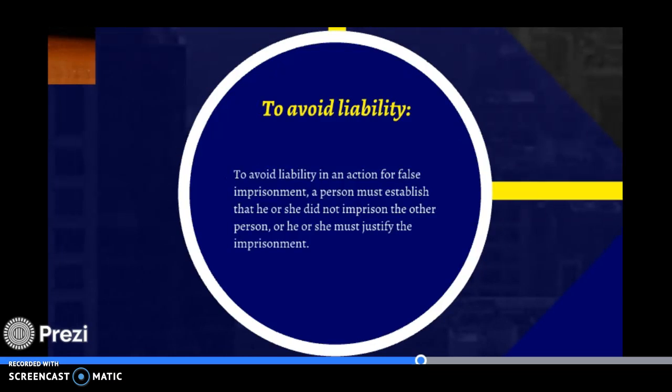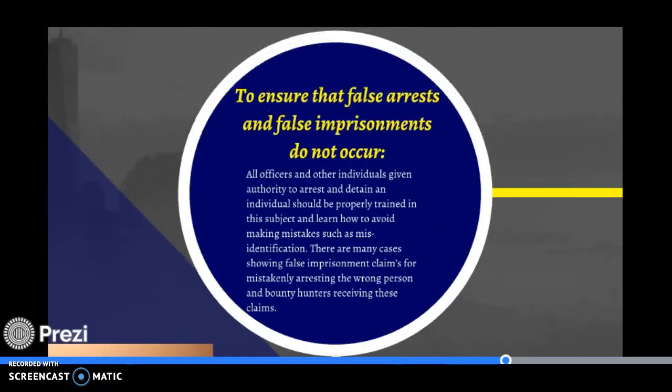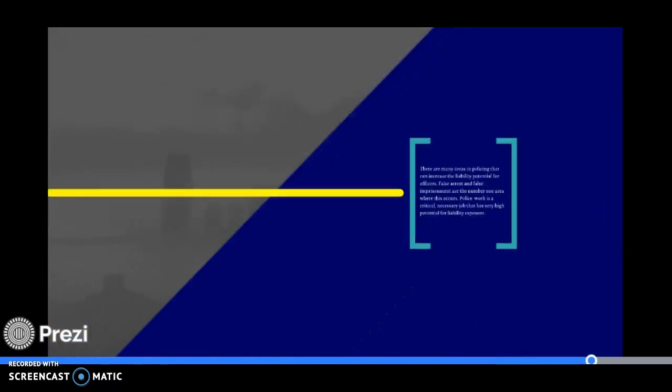To avoid liability, a person must establish that he or she did not imprison the other person, or he or she must justify the imprisonment in court. To ensure that false arrests and false imprisonments do not occur, all officers and other individuals given authority to arrest and detain an individual should be properly trained in the subject and learn how to avoid making mistakes such as misidentification. There are many cases showing false imprisonment claims for mistakenly arresting the wrong person, and bounty hunters receiving these claims.